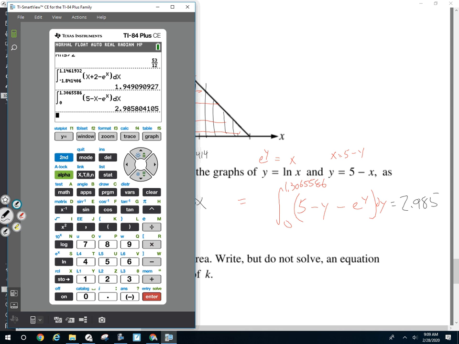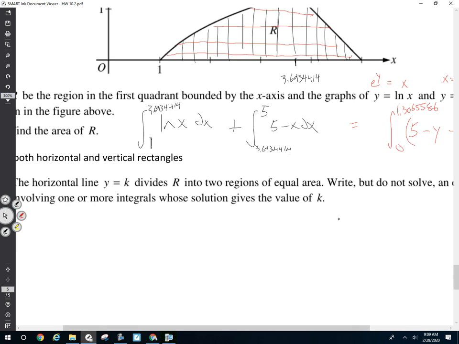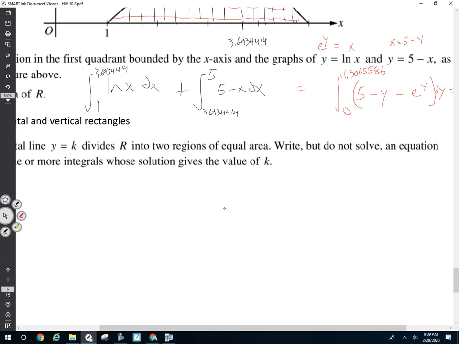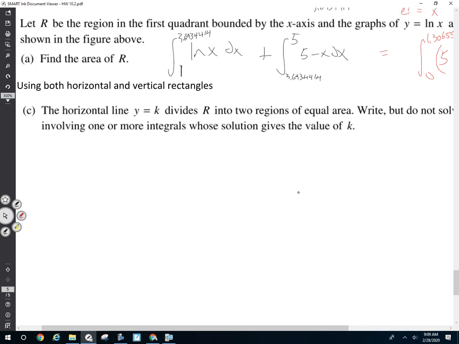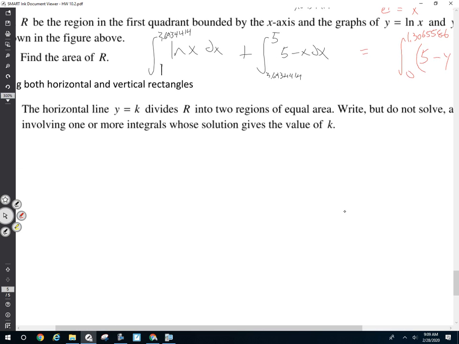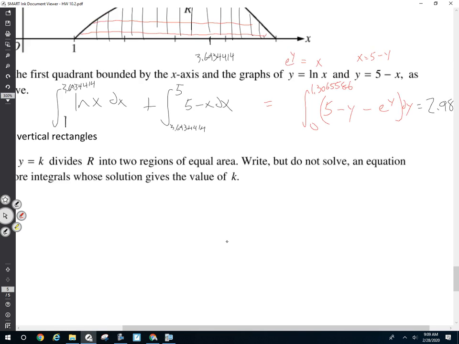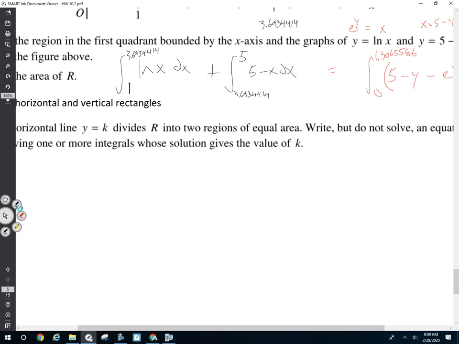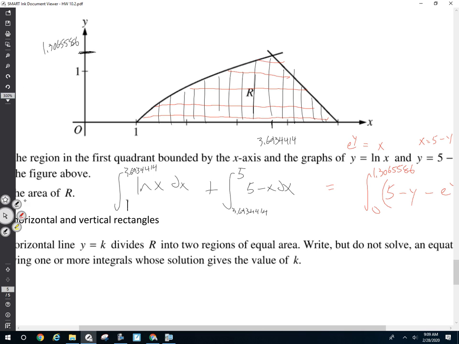Okay, so this is an actual question. The horizontal line y equals k divides R into two equal regions, right? But do not solve an equation involving one or more integrals whose solution gives the value of k. So what's great is you don't have to solve. This is a good example of what you are asked to do, make sure you provide. Well, what's the line look like? y equals k.